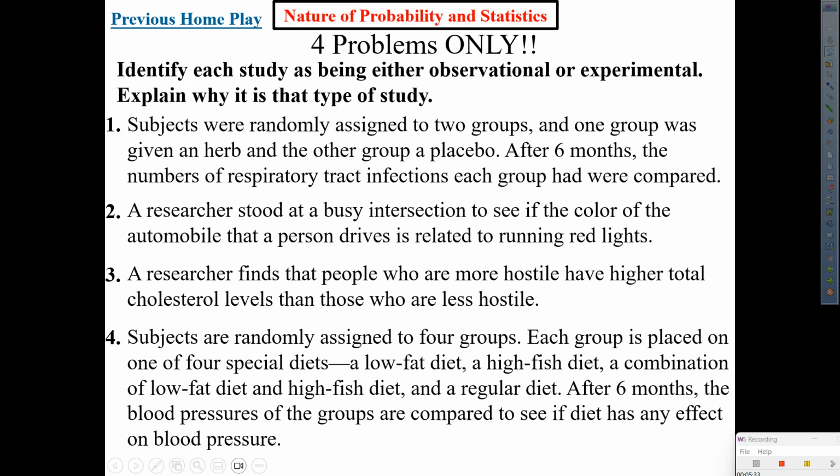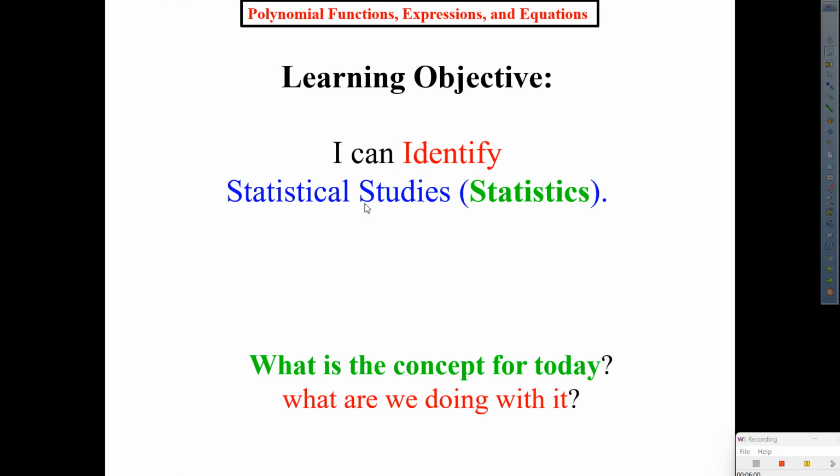Go to Canvas right now. Turn those in, please. They should read 4 problems, observational versus experimental. Canvas. All right. From there, get a Cornell note ready.